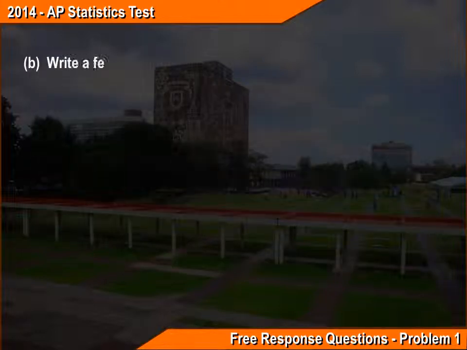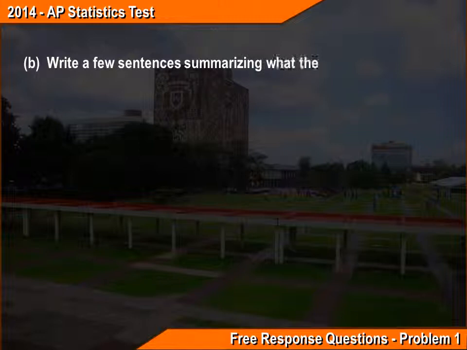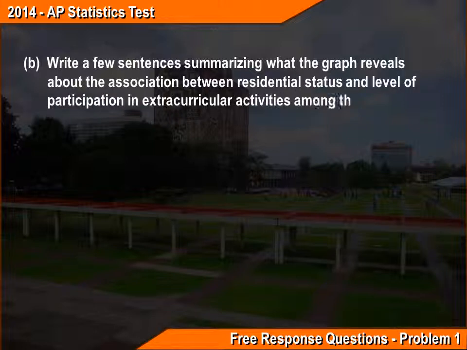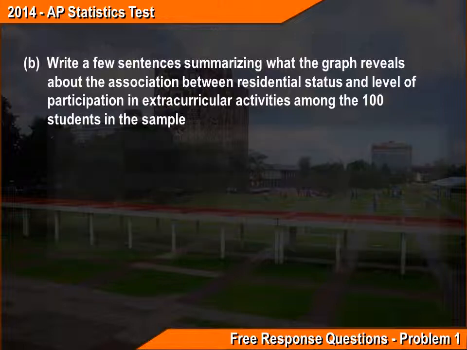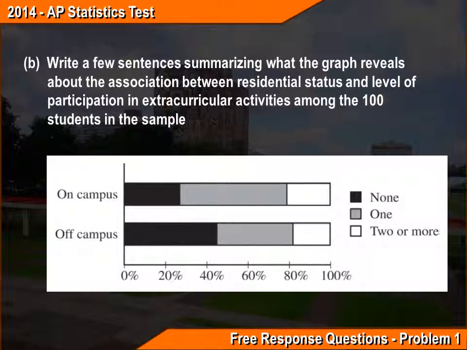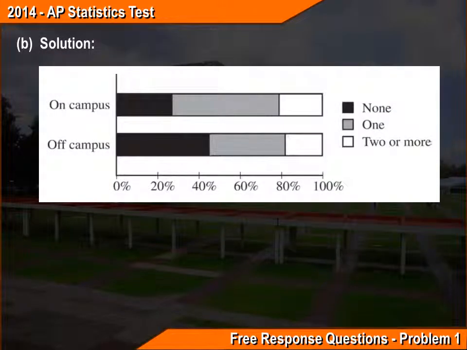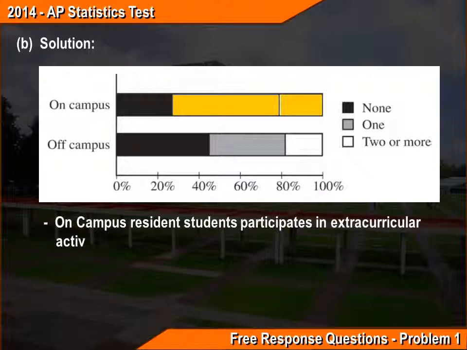B. Write a few sentences summarizing what the graph reveals about the association between residential status and level of participation in extracurricular activities among the 100 students in the sample. At a first glance, we can see from the bar graph that the on-campus resident students participate in extracurricular activities more than off-campus resident students.